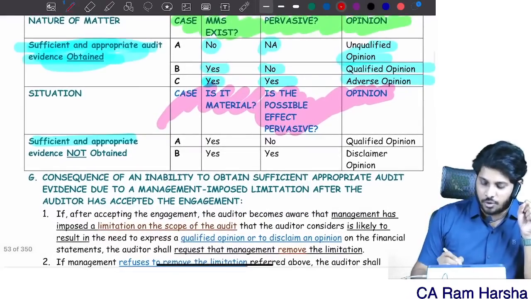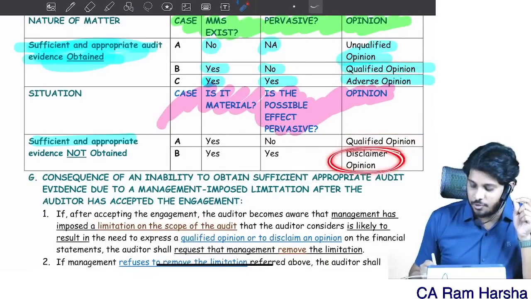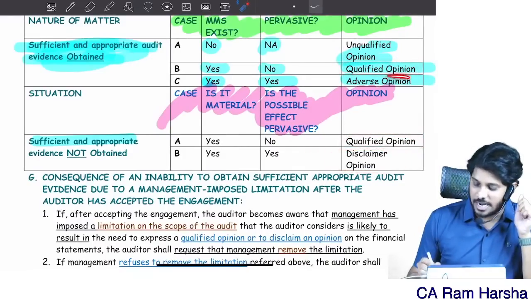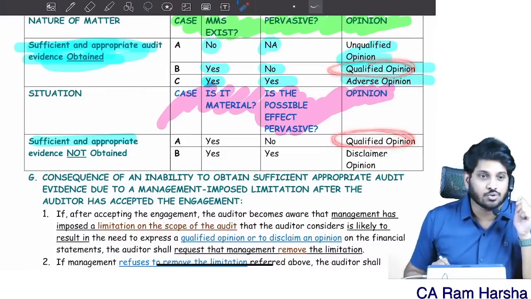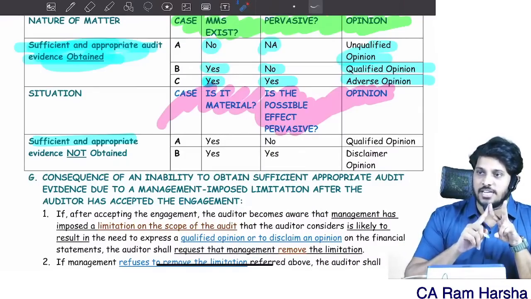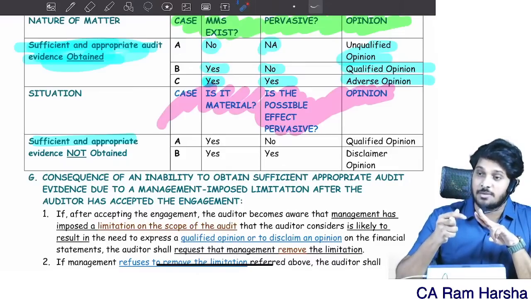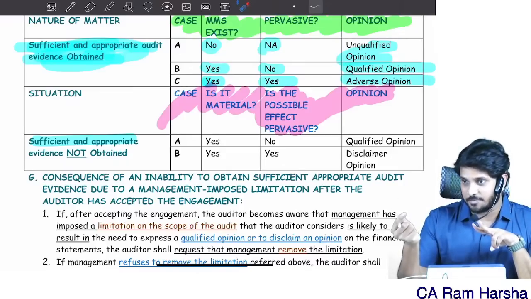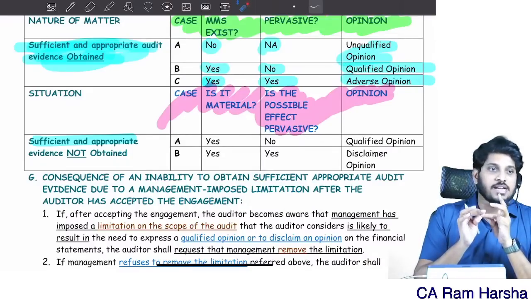So if you observe now, we will give a qualified opinion in two circumstances, whereas disclaimer of opinion will arise only in one circumstance. Adverse opinion will arise only in one circumstance, whereas qualified opinion comes in two circumstances. What are the two circumstances? One, you have got the evidence and you found that there is a material misstatement, and the misstatement is material but not pervasive. Another case where we will give a qualified opinion is you are unable to obtain evidence.